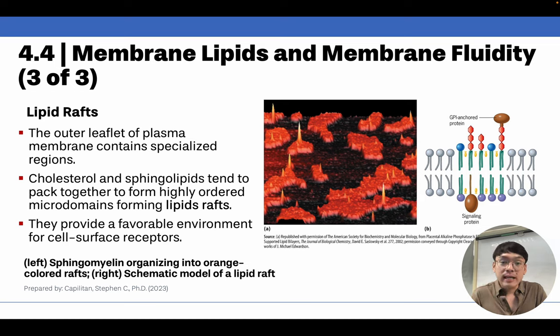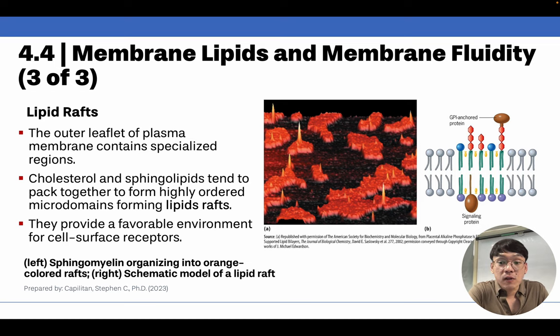This is using atomic force microscopy. They are measuring the height of various parts of the specimen at the molecular level. And on your right is the schematic model of a lipid raft within the cell. The outer leaflet of your raft consists primarily of cholesterol and sphingolipids in yellow and red head groups.